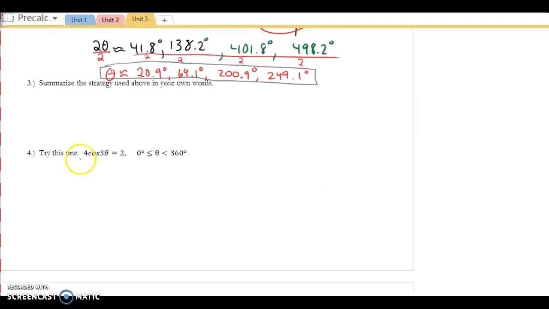Moving on to the next one, we've got 4 cosine of 3 theta equals 2. And the restriction is the same, between 0 and 360 degrees. So start to solve this. And I also want you to figure out what the restrictions will be. To solve this, we're going to divide. And then we're going to take the inverse cosine.